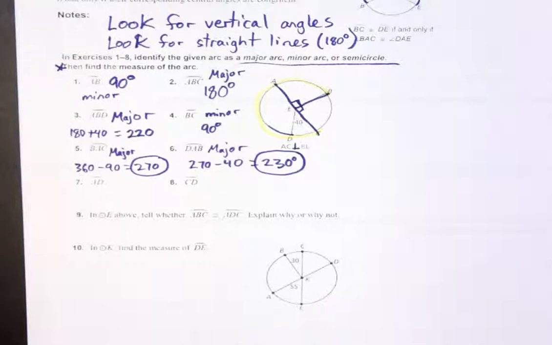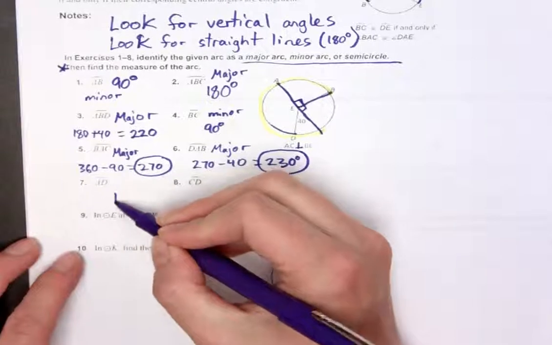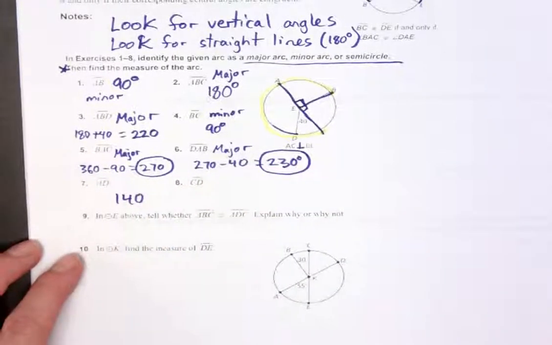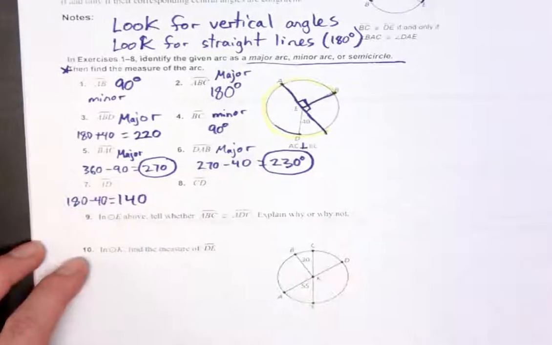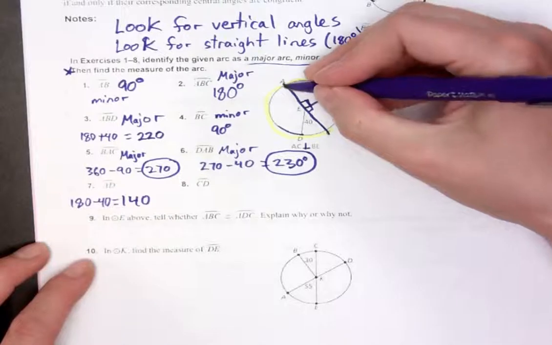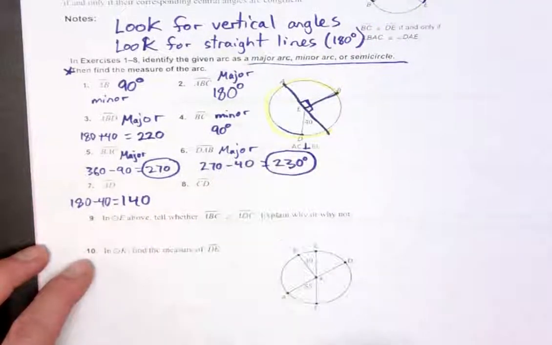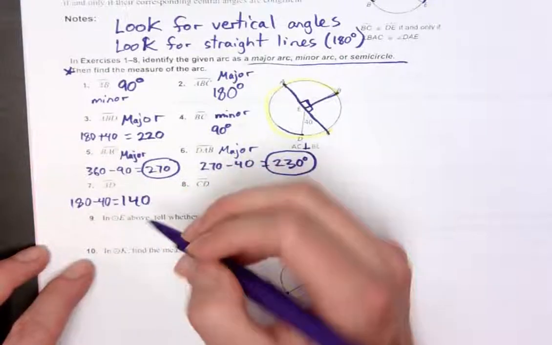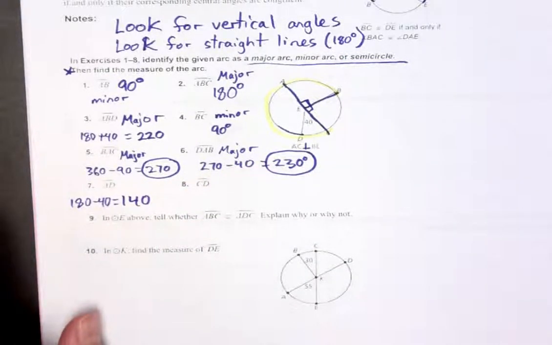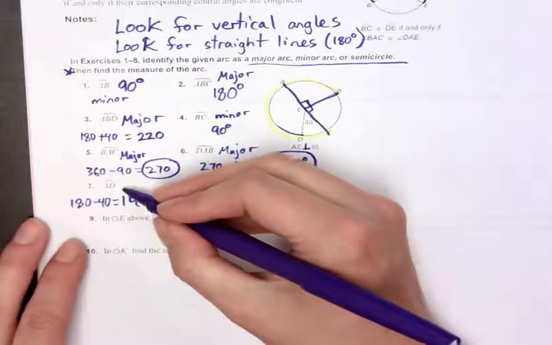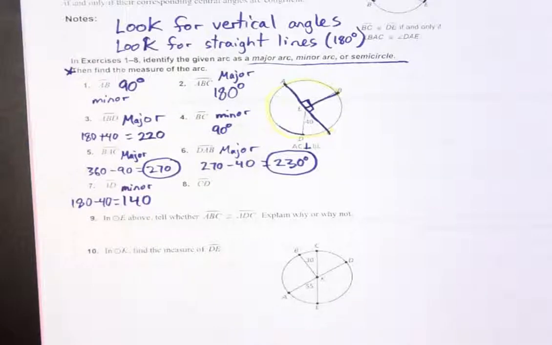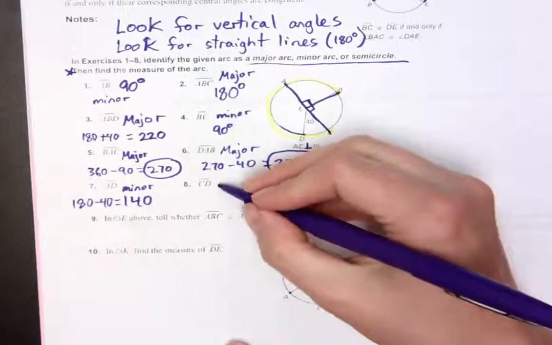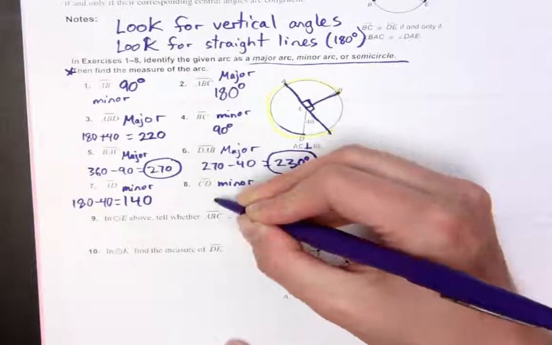Is number 7? Number 7 is 140. Can you explain how you found that? Because 7 and 8 make 180. Subtract that 40 to get 140. You got it. So see how we recognize that straight line? Subtract the 40 that we have labeled. Was 80 major or minor? Minor. And last of all, CD is minor. And it's 40. They labeled it for us.